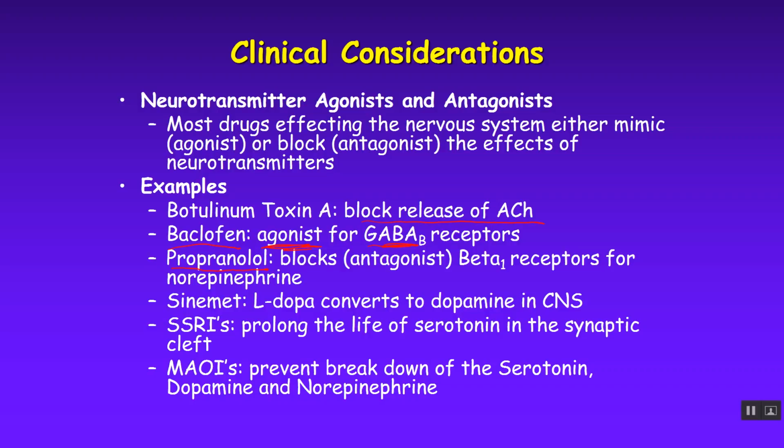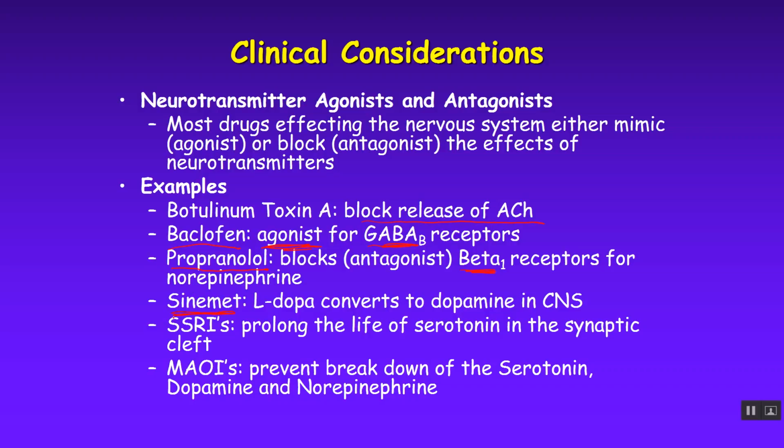Propranolol, it's a beta blocker. It blocks beta 1 receptors in the heart, okay, for norepinephrine. So it's an antagonist to norepinephrine, blocking those receptors so norepinephrine can't bind to it, and so that decreases blood pressure and heart rate contractility. So, and your beta blockers.